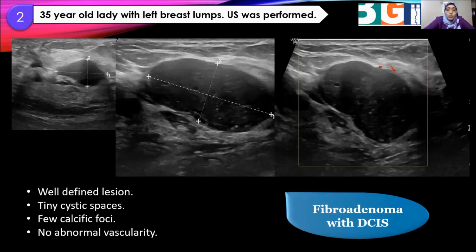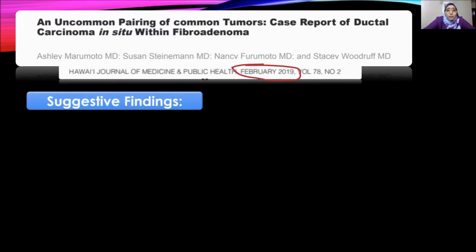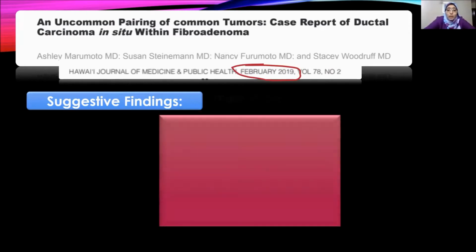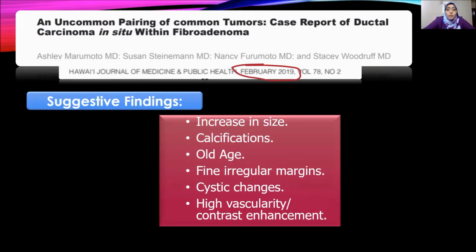So it's very important to discuss this topic. We found a research article from 2019 explaining the uncommon pairing of ductal carcinoma in situ within a fibroadenoma. The paper suggests that when I see atypical features in a fibroadenoma, I should recommend a tissue biopsy to exclude any underlying malignancy. This includes if the lesion increased in size, showed calcification in an older patient, showed fine irregular margins as in our cases, or internal cystic changes, high vascularity, or contrast enhancement in any contrast study.